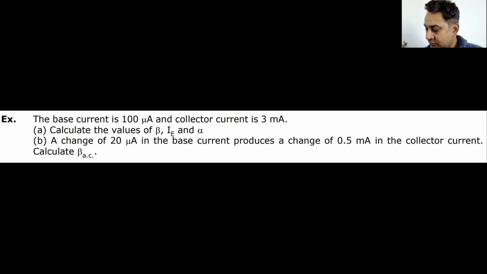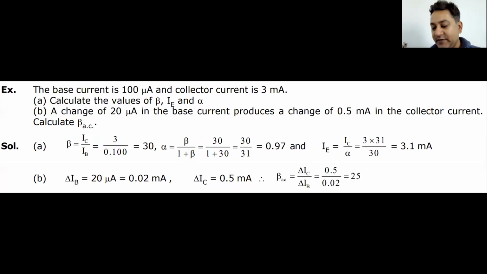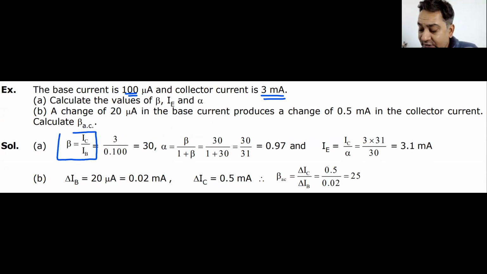Formula is confusing? No, formula is not confusing, beta. Formula is very damn simple. I will tell you, don't worry. So we are given the base current, and the collector current is 3 milliamps. One is microamp, one is milliamp. You can find out the value of beta: IC divided by IB.